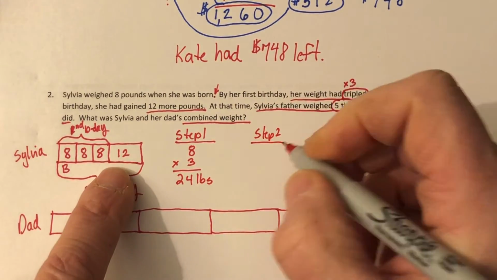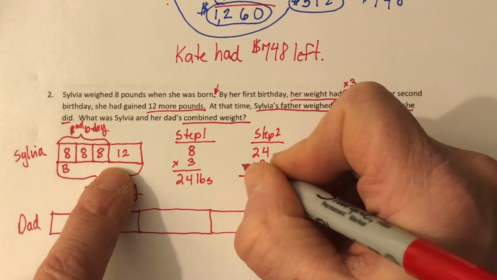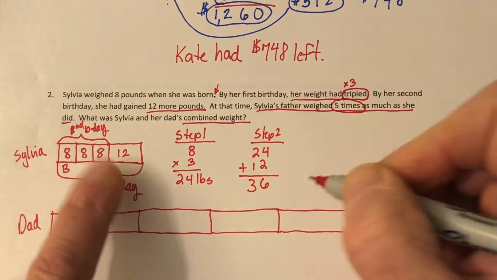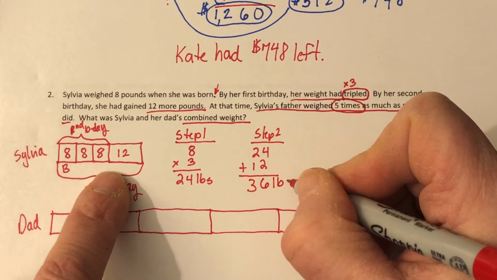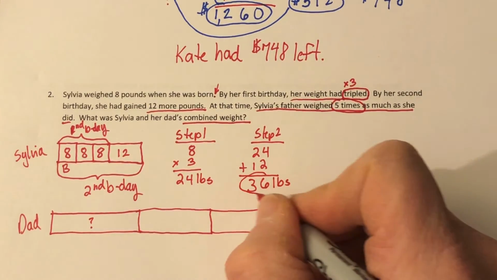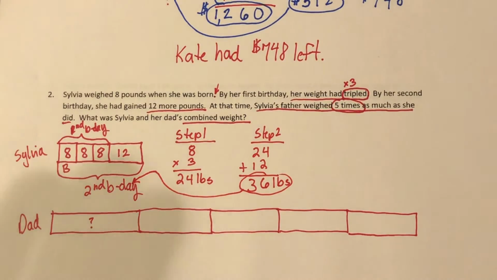I'm gonna add 12 to that. So I'm gonna take 24 and add 12. Okay, so I get 4 plus 2 is 6, 2 plus 1 is 3. Okay, so by her second birthday, she weighed 36 pounds. All right, so that 36 pounds represents her second birthday right there. Awesome. Okay, I'm doing all right.